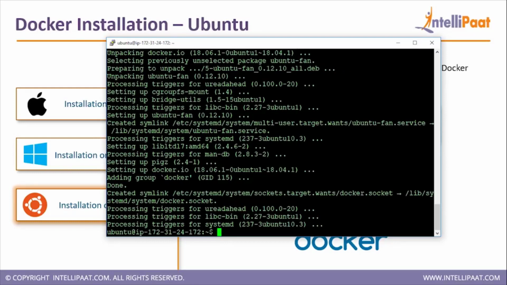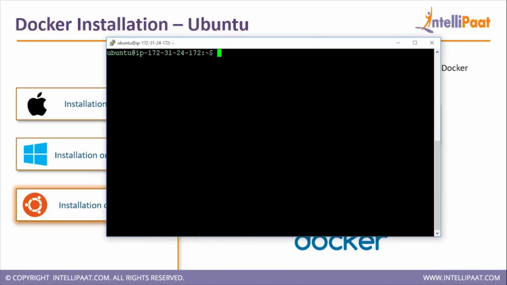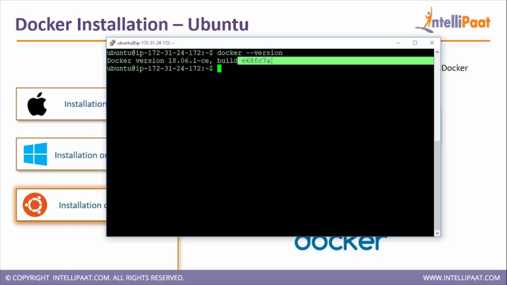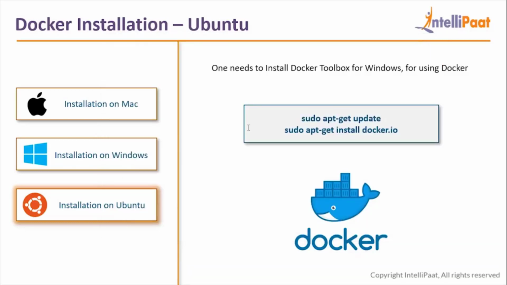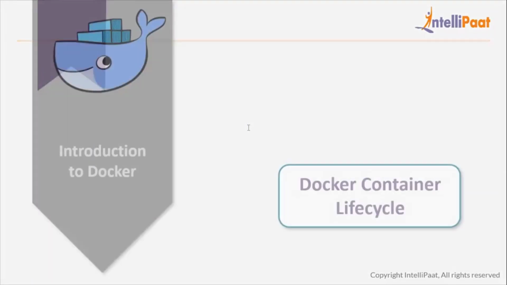Alright, so Docker is installed now, and all we have to do is check the version. So it's docker --version. And as you can see, the Docker version is 18.06.1-ce and the build is this. This confirms that Docker has been installed on our system. So I've successfully installed Docker. Now let's go ahead and see what is in store for us on our next slide.